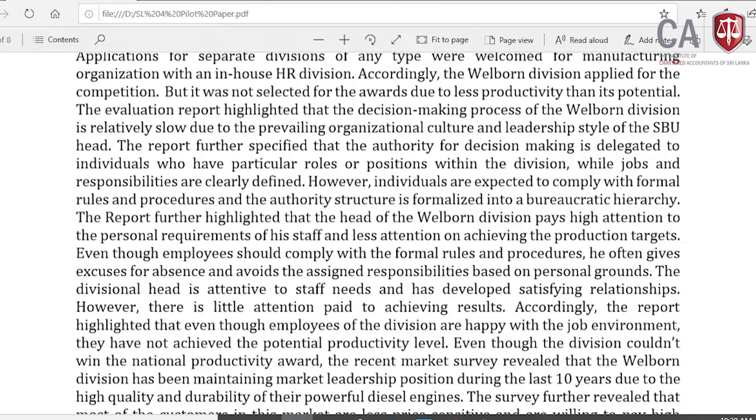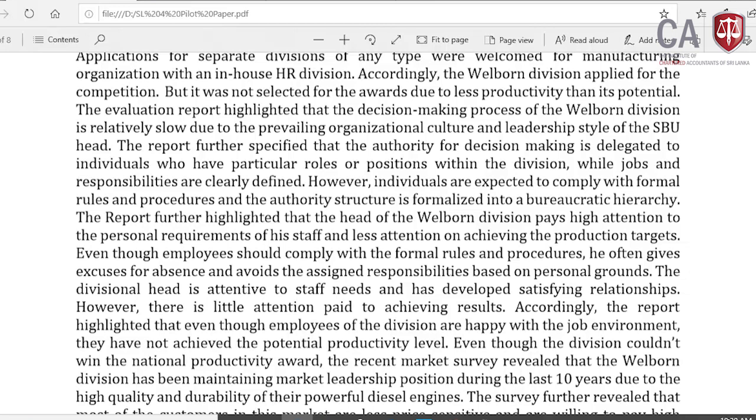Then the divisional head is attentive to staff need and has developed satisfied relationship. However, there is little attention paid to achieving result. That means not task oriented. Now, it's clearly employee oriented leadership style, or in other words, country club leadership style.